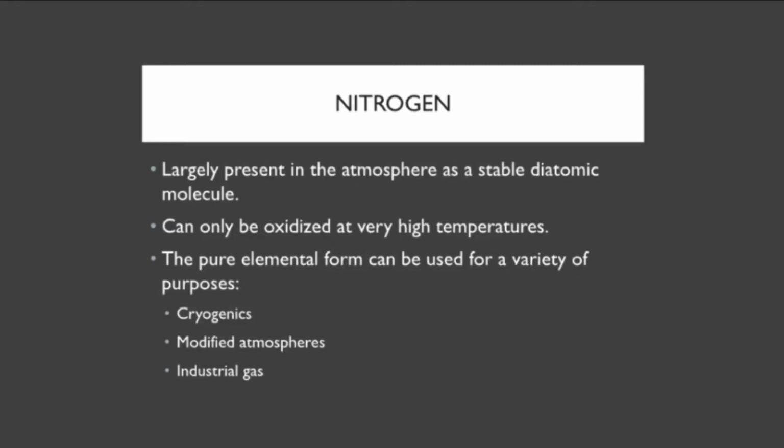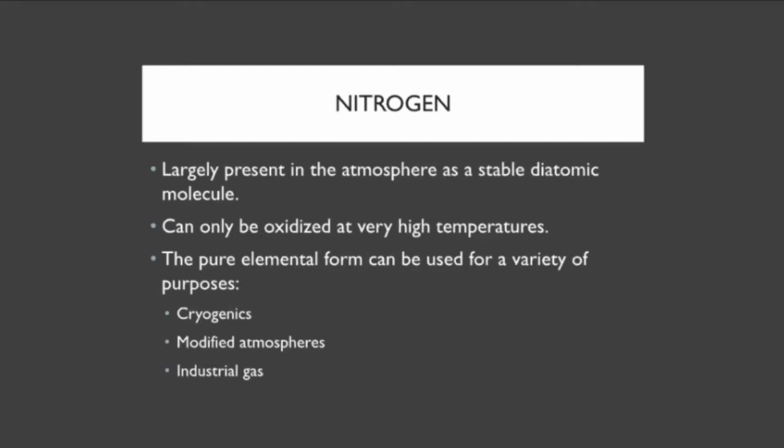Nitrogen is largely present in the atmosphere as a stable diatomic molecule. Basically, it is free. You just have to extract it from the air. However, diatomic nitrogen is very stable, and as such, it can only be oxidized at very high temperatures. This naturally happens in coal-fired power plants or in the engine of motor vehicles because the oxidant used in those cases is oxygen coming from air, but air also contains nitrogen. And at the high temperatures sustained during combustion, oxides of nitrogen are formed in small amounts.